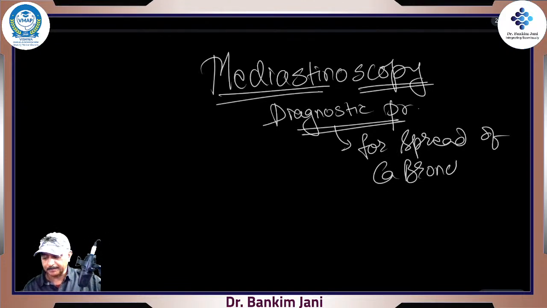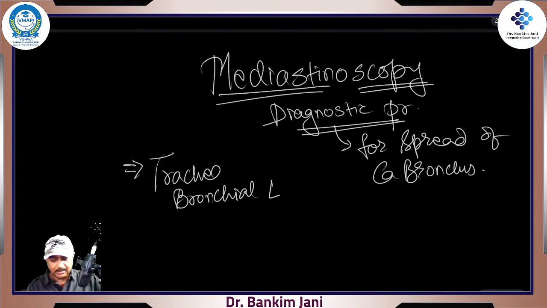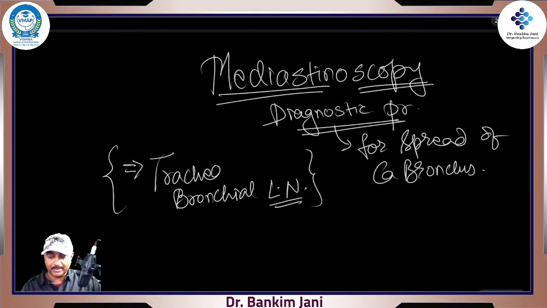So what do you really want to see? Classically, the tracheobronchial lymph nodes. From now onwards, we'll write lymph nodes as LN, because this will come again and again, right? So we'll write it LN. LN is lymph nodes. We want to see these tracheobronchial lymph nodes.